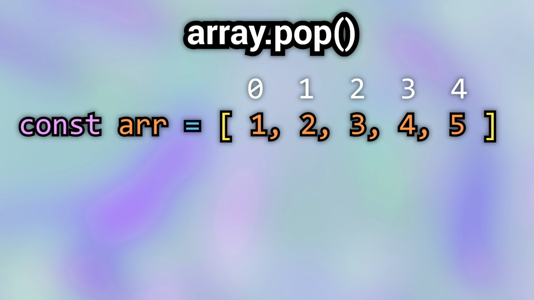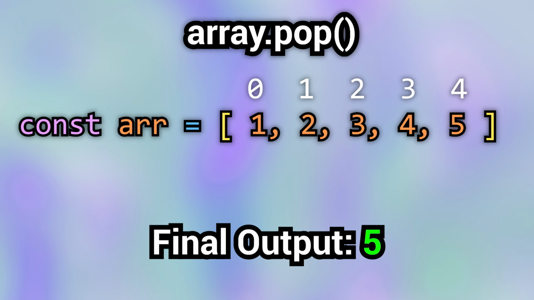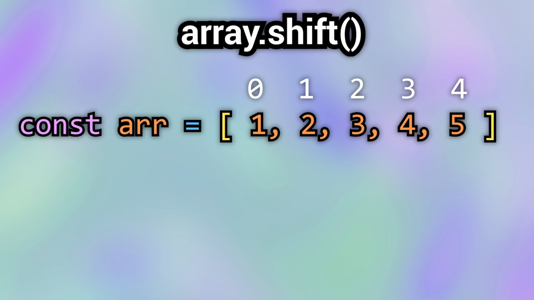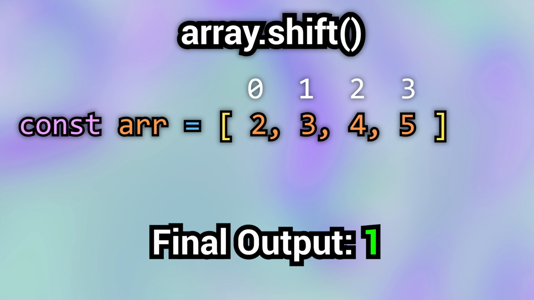Similar to stacks, we have a pop function. The pop function will remove the last element of the array, so 5, and return this to us. It also removes the number 5 from the original array. The opposite of this is the shift function. It does the same thing as pop, except applies this to the very first element.